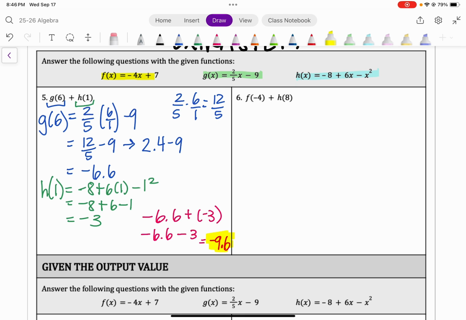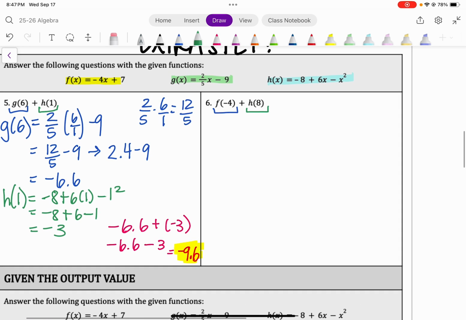Same process over here. We're going to use two separate functions with two different inputs. We'll get two different outputs, and then we're going to add them together. Now, you could subtract them, you could multiply them. It just depends on the problem you're being given. These two just both happen to be add.